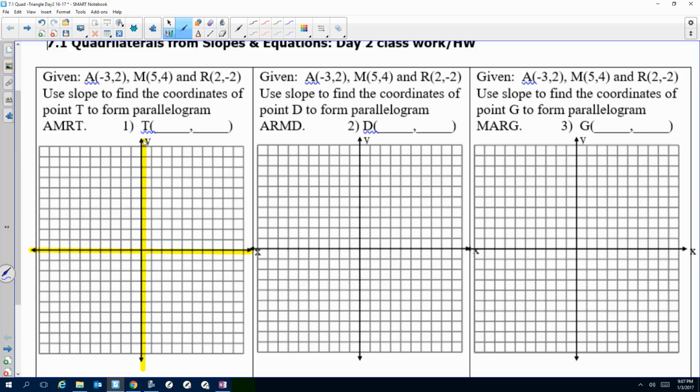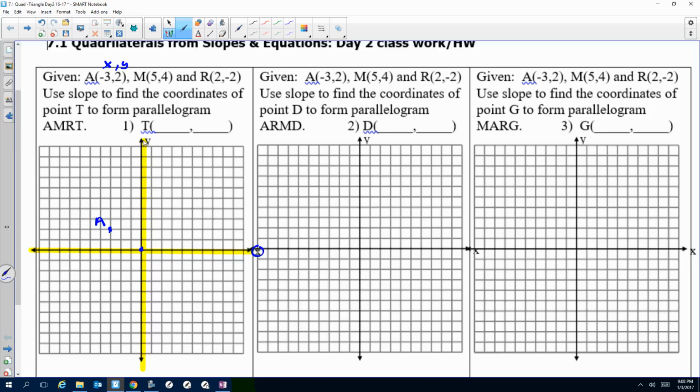So A is negative 3, 2. Our ordered pairs are X and Y. The horizontal line here is our X axis. This is the origin, that's 0, 0. So negative 3 would be to the left. So I move to the left 3, 1, 2, 3. And then I go up 2, 1, 2. Put a point there. Label it A. Point's a little off. Apologize.